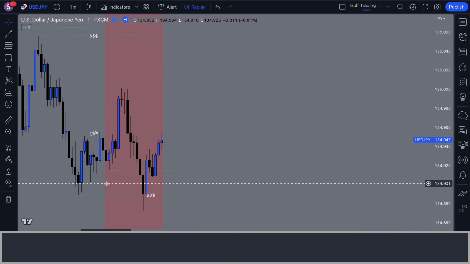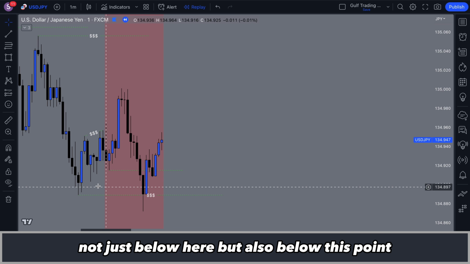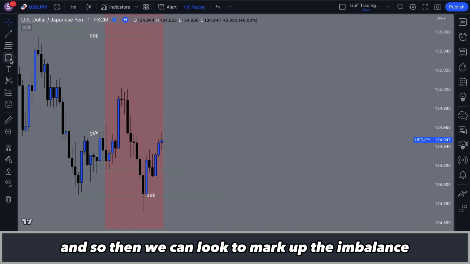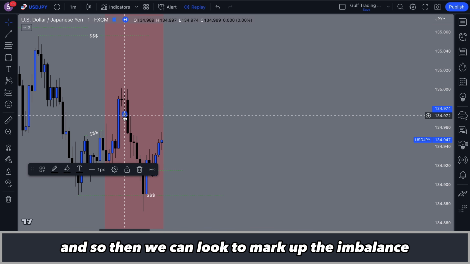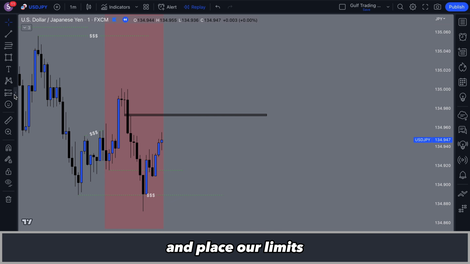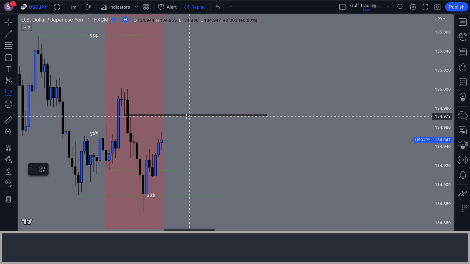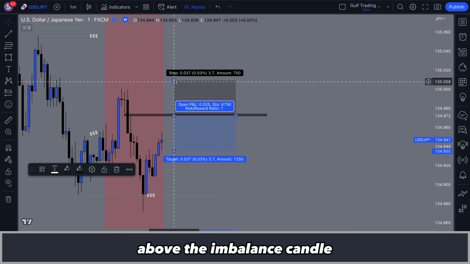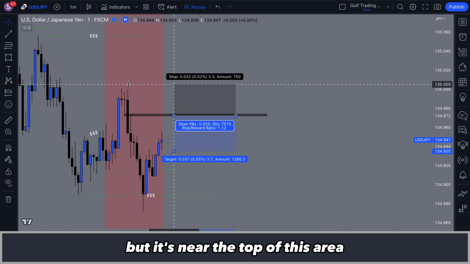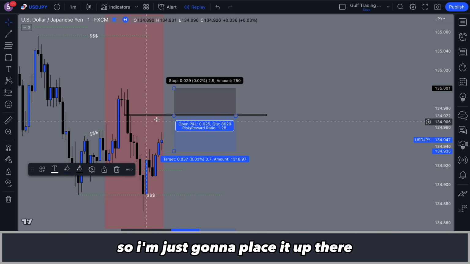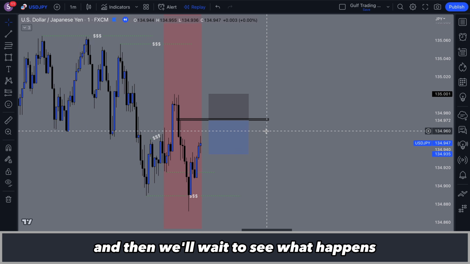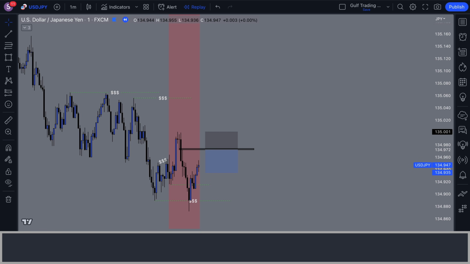Okay, and we got a break, not just below here, but also below this point, which is quite good to know. And so then we can look to mark up the imbalance and place our limits at the low of the imbalance in this case, and then stop loss above the imbalance candle. But it's near the top of this area, so I'm just going to place it up there, and then we'll wait to see what happens before we look to target anywhere.